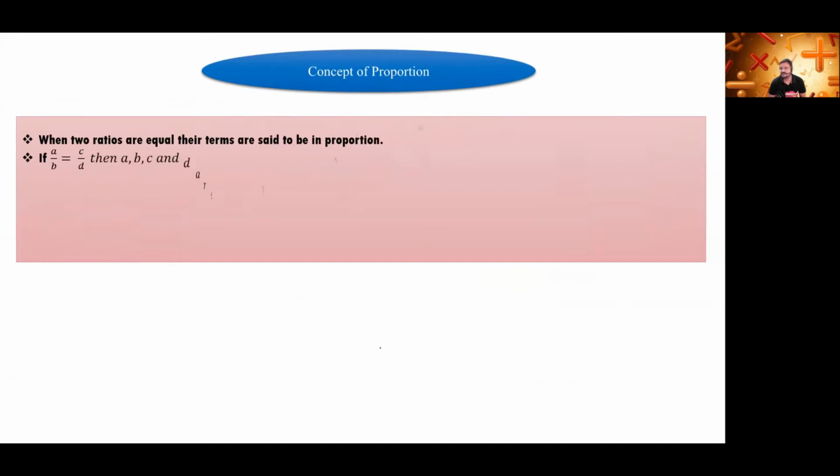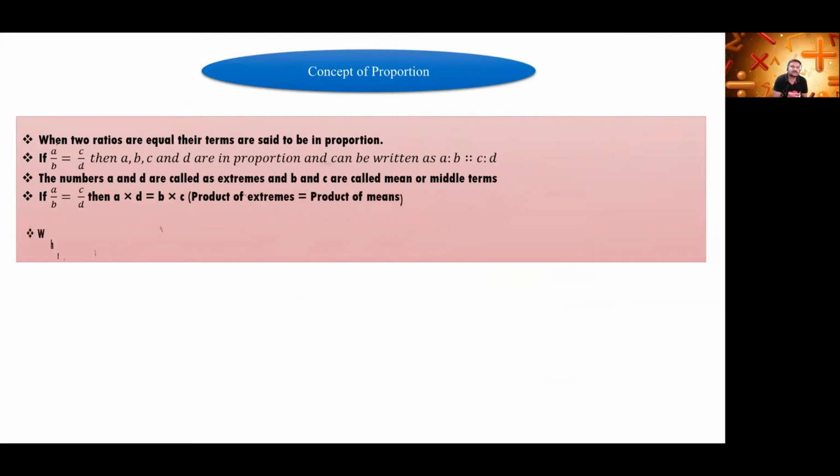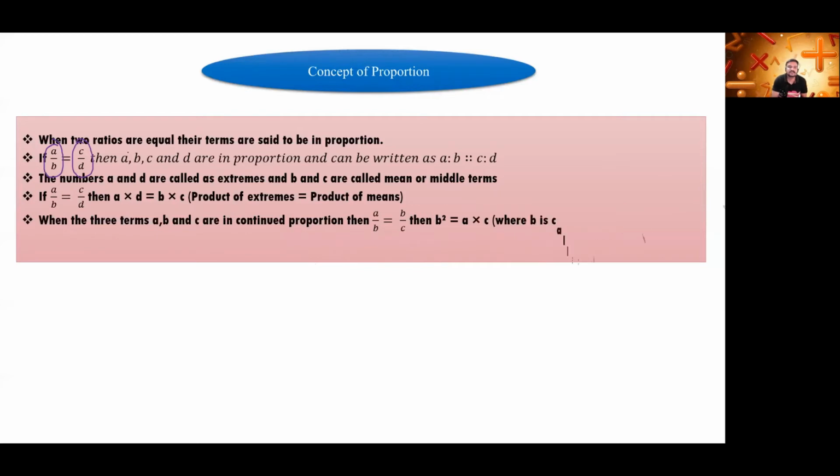Okay, moving forward. Next is the concept of proportion. What is the concept of proportion? When two ratios are equal, their terms are said to be in proportion. If A upon B is equal to C upon D. Now, first ratio is what? A upon B. Second ratio is what? C upon D. If these ratios are equal, then their terms, A, B, C, D, are in proportion.